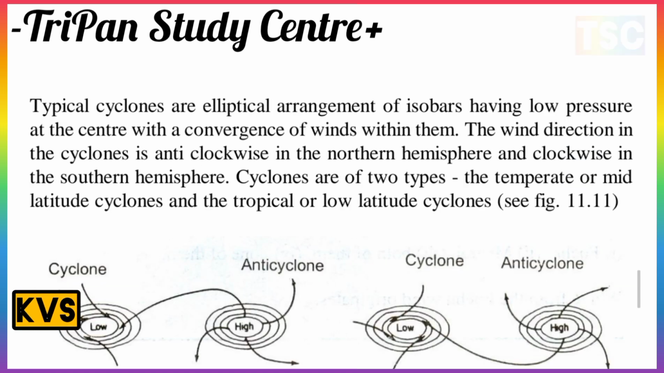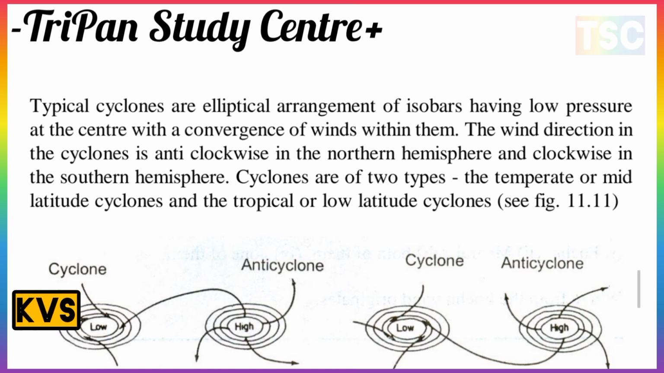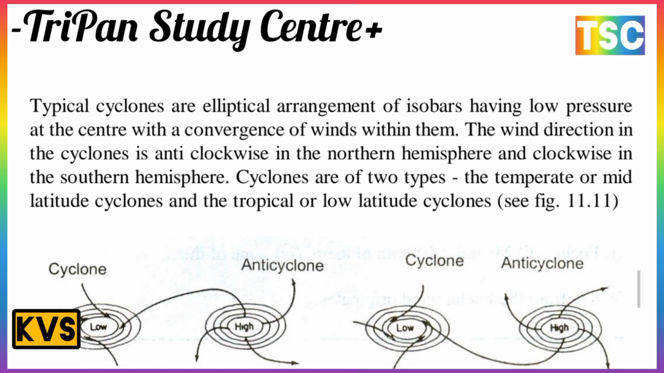A cyclone is an arrangement of isobars having low pressure at the center with a convergence of winds within them. The wind direction in a cyclone is anti-clockwise in the northern hemisphere and clockwise in the southern hemisphere. This is an important point, note it down in your copy.